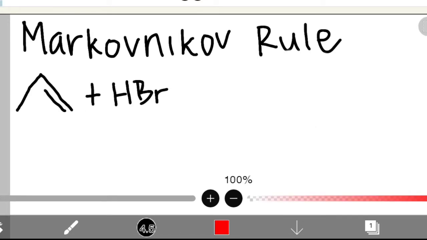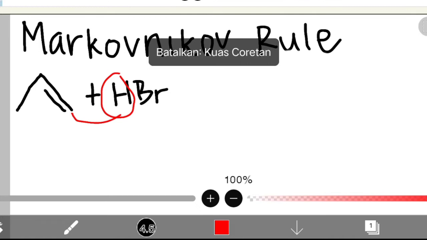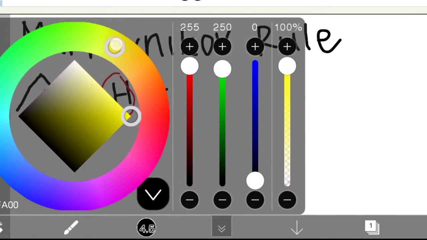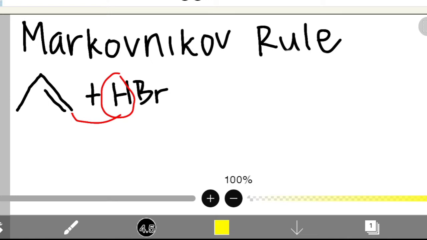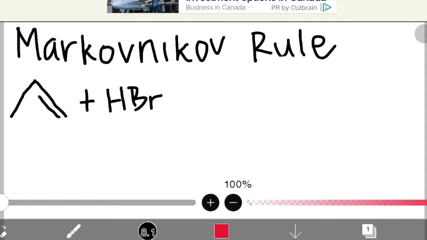As we know in the Markovnikov rule, the H atom will be bound to the C atom which binds fewer H atoms, while the halide is bound to the C atom which binds more H atoms. There is an asymmetrical alkene and a hydrogen halide, and they form two products.